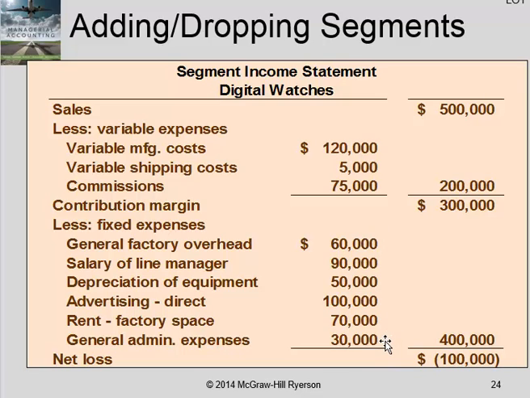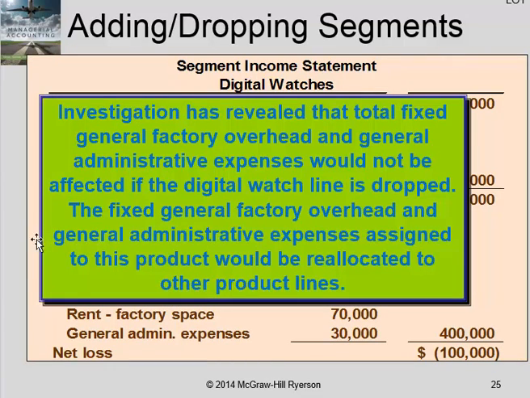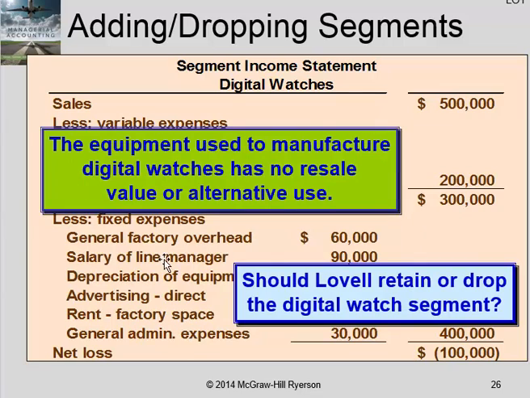Now, if that was all there was, we'd still potentially be better off, but it looks like there's a bit more information here. What else do we have in the next slide? Equipment used to manufacture digital watches has no resale value. Okay, now that goes back to that depreciation piece. So the question before us is, should they retain or drop the digital watch segment? And we'll address that in part 2 of the lecture.